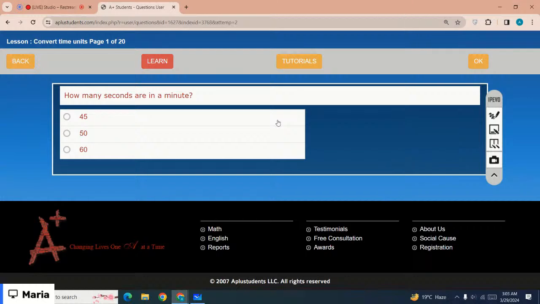Okay, how many seconds are in a minute? So, which is the correct option? There are 60 seconds in a minute, right? The correct option is 60. It is 1 hour equals 60 minutes and 1 minute equals 60 seconds, right? Second is the smallest unit of time. The correct option is 60.